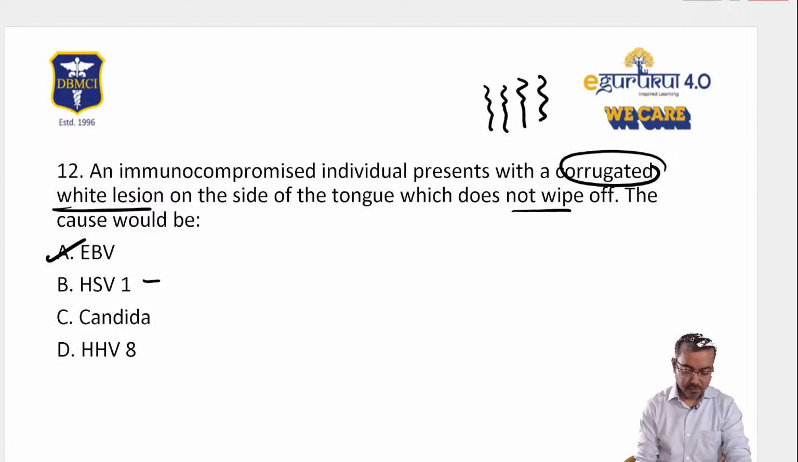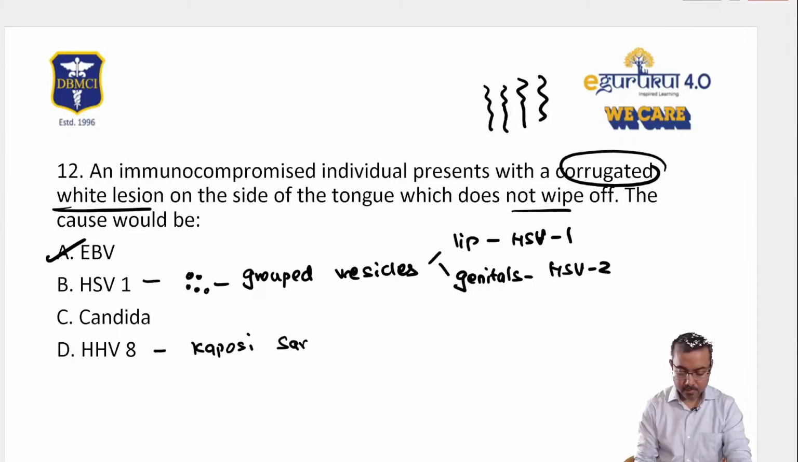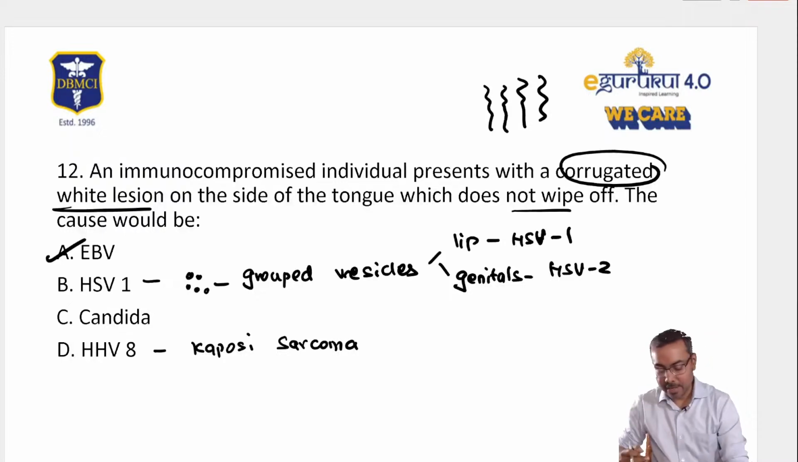HSV1 causes vesicles. We call them grouped vesicles. If it's on the lip, it's usually HSV1. If it's on the genitals, the grouped vesicles, it's going to be HSV2. Candida, I told you, this is going to create Kaposi sarcoma. EBV is what we just saw, Epstein-Barr virus.